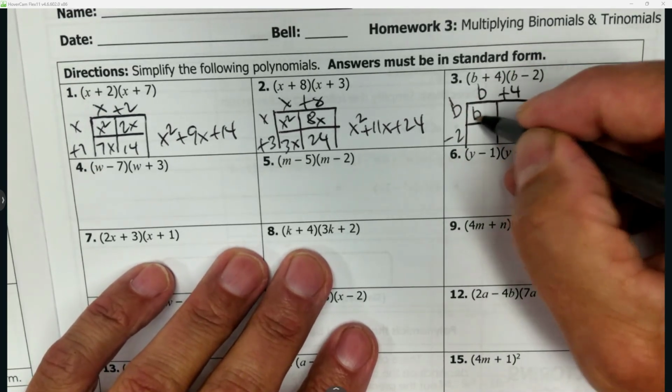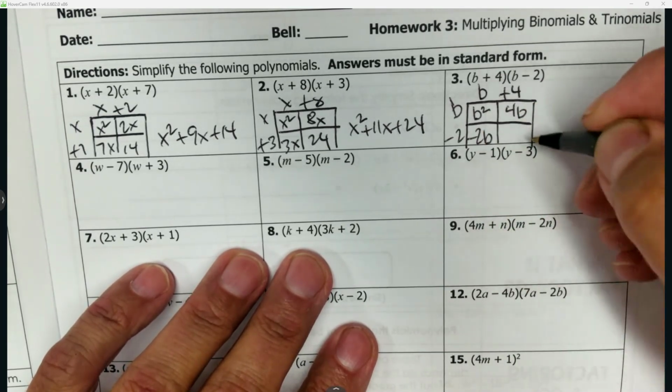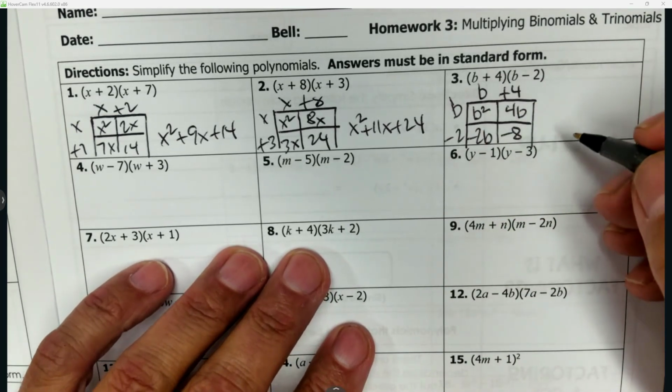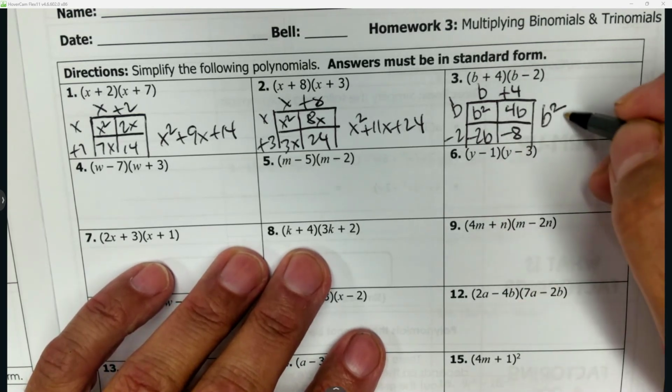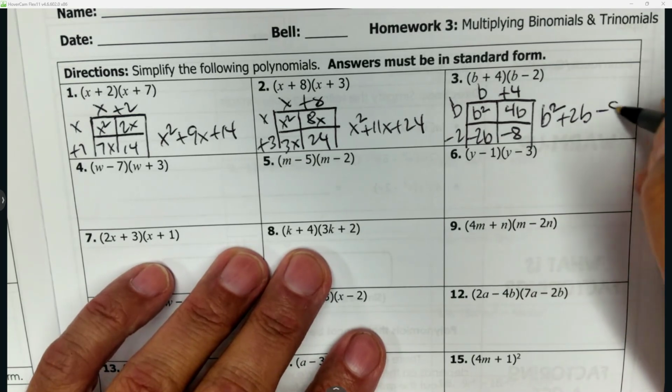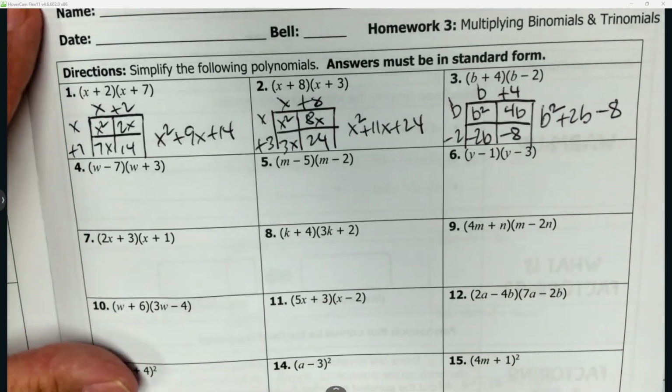B times b is b squared. 4 times b, negative 2 times b, and then 4 times negative 2, and then combine like terms. So b squared, that's positive 2b, and subtract 8. So again, you should be pressing pause or doing it first and then watching the video.